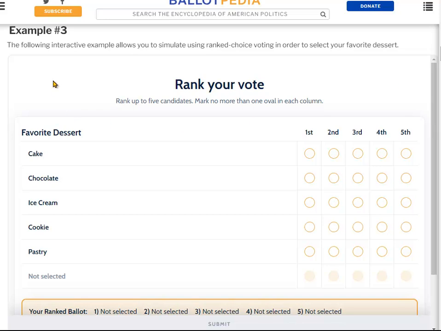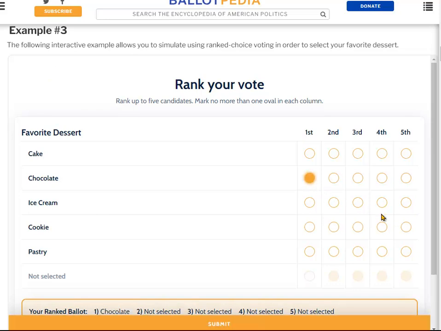Here we're going to have this third example, favorite dessert, and this would be a typical ballot. So if I say, okay, my favorite dessert is chocolate, and I'm going to put down as my other favorite dessert pastry, so I'm going to click pastry right here, you know that's not going to work. By the way, if you did that on a paper ballot, if you try to put both in here, it will be invalid. You chose one too many. So let's say mine is chocolate.